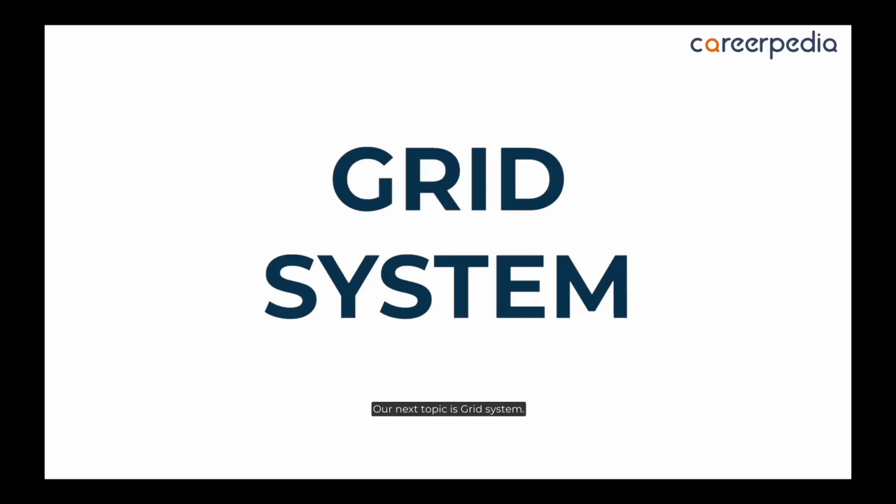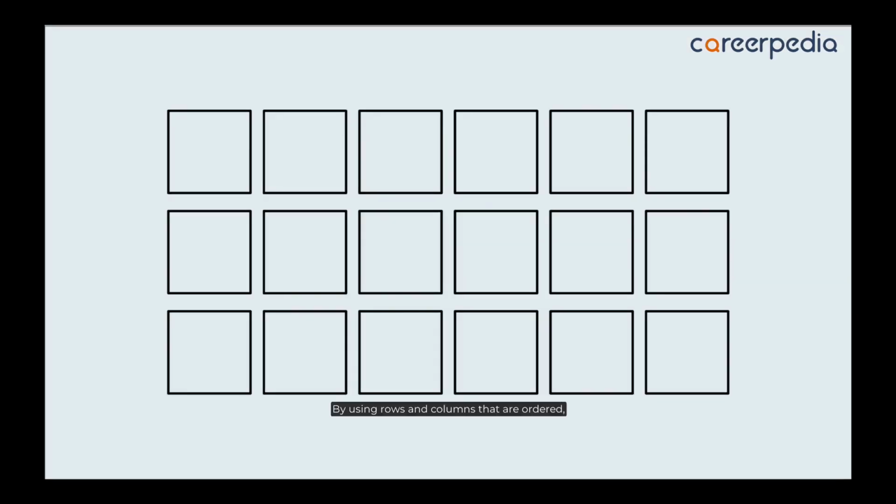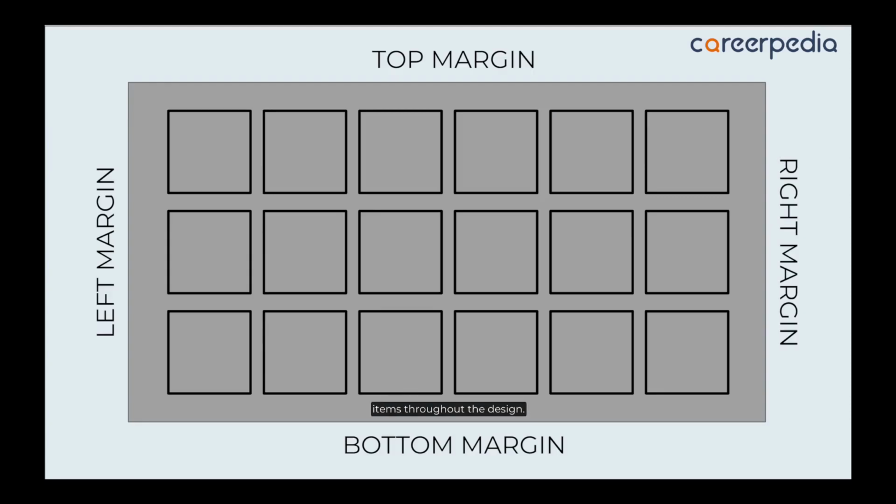Our next topic is grid system. Designers utilize grid systems as tools to create designs, organize information, and provide uniform user experiences. By using rows and columns that are ordered, the grid system helps in aligning page items. Throughout the design, we use this column-based structure to uniformly position text, pictures, and functionalities.